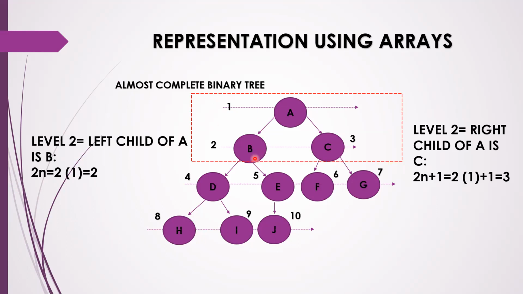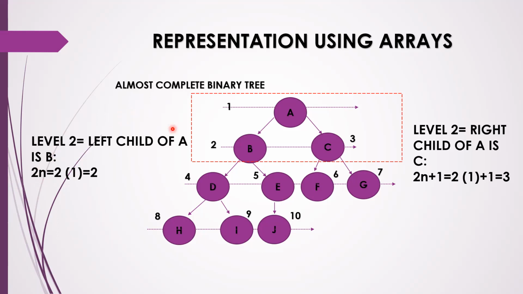When we move to level 2, we have two children, that is B and C, two nodes. They are the children of A. So the left child of A is B and the right child of A is C. In order to find the left child position, we have to use the formula 2n. Here n is the position of the parent of the current node. The current node is B, for which we have to find its position. Its parent node has a position number n, and that has to be substituted here.